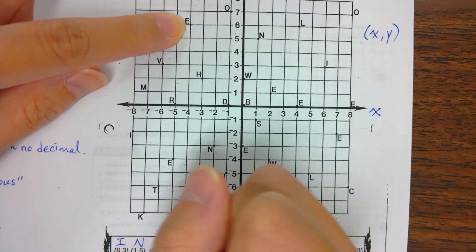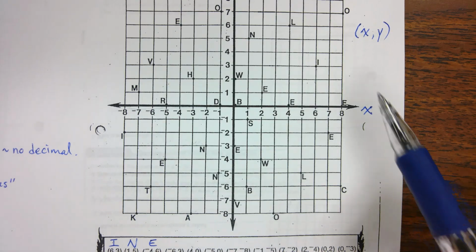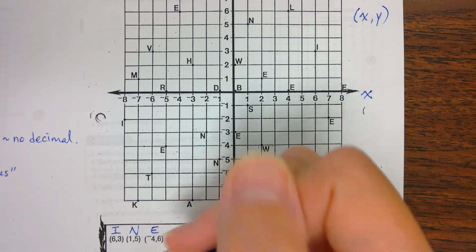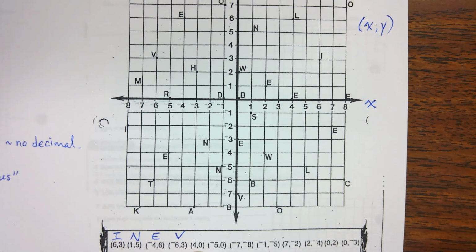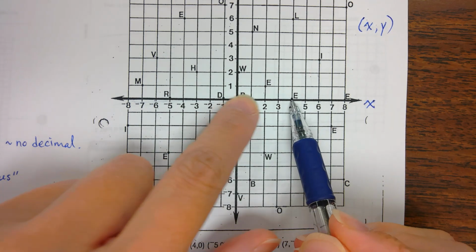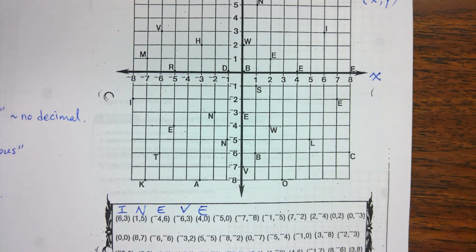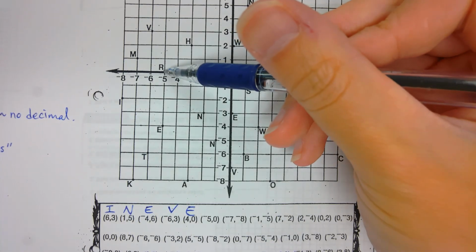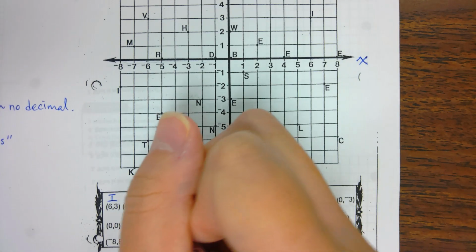Good. Okay, what about -6 and 3? Who has the answer for me? V. Good. -6, 3. So V. Okay. 4 and 0. Good. 4 on the x, 0 on my y, which means it's on the axis. So it's E. -5, 0. Good. -5 on the x and 0 on the y. So it's R.